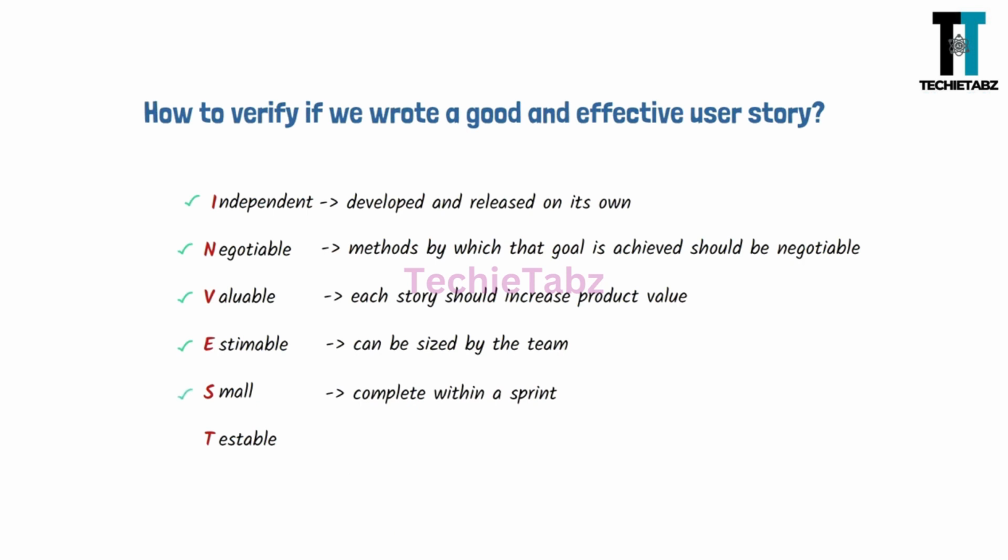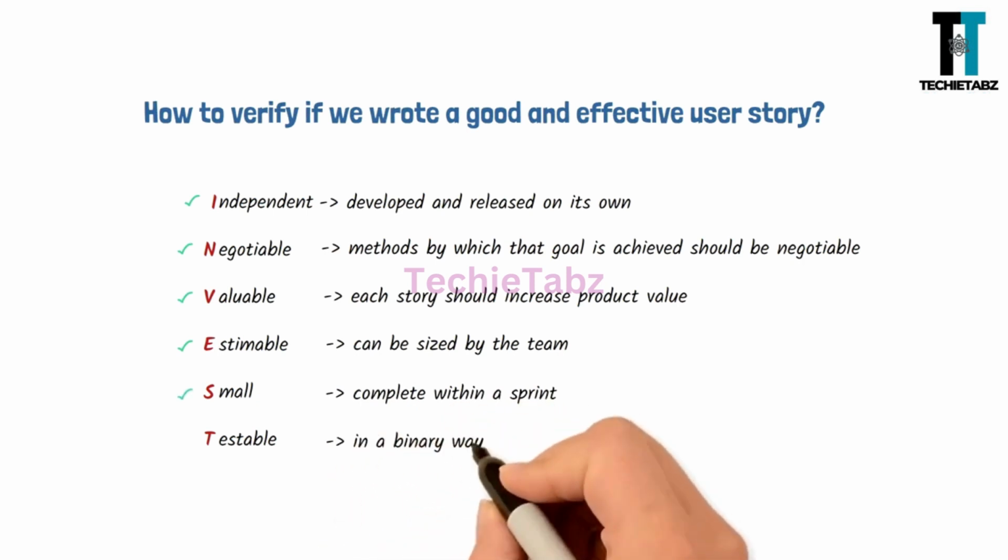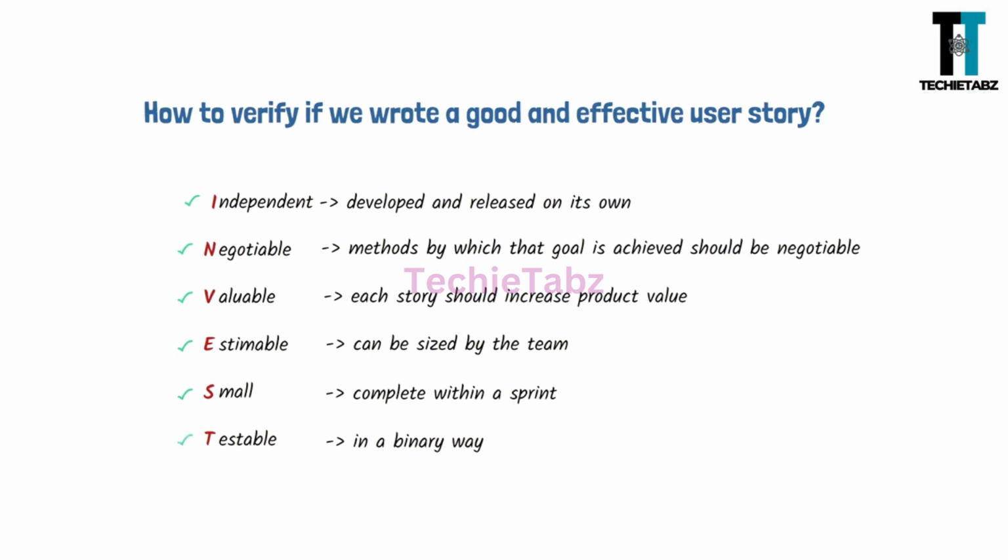User stories are easier to estimate and test when they're smaller. Testable means stories should be testable in a binary way. That means they either pass or fail their associated tests. This means the user story has a good acceptance criteria. With that, we conclude this video on how to write good user stories in Agile.